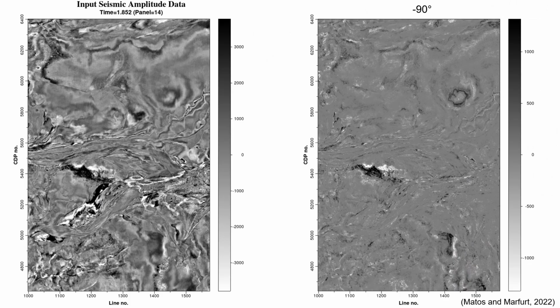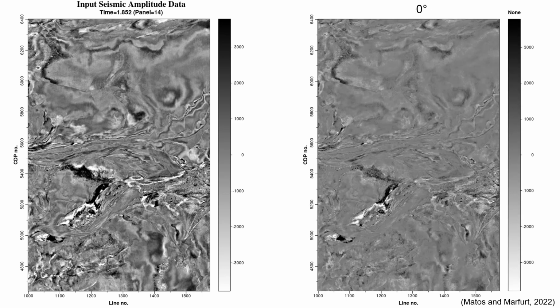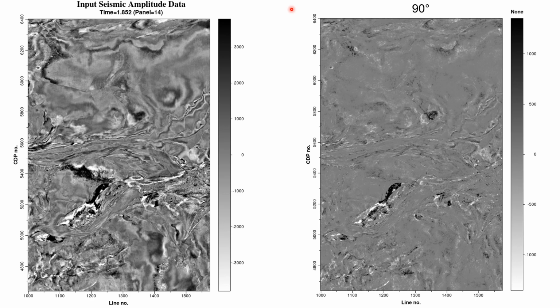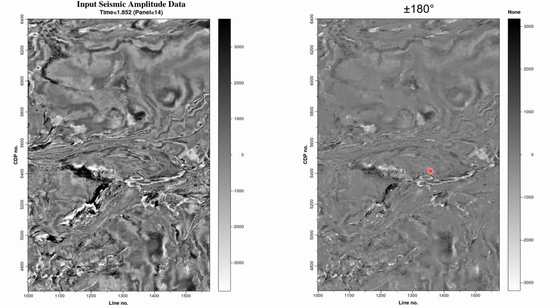Let's look at the phase components of the time slice we showed before. The first one is the minus 90 degrees, the second one is the 0 degree phase, the third is the 90 degrees, where we can clearly see the bright spots, and the last one is the 180 degrees. The stacking of these local phase components is exactly the seismic amplitude as we showed before.